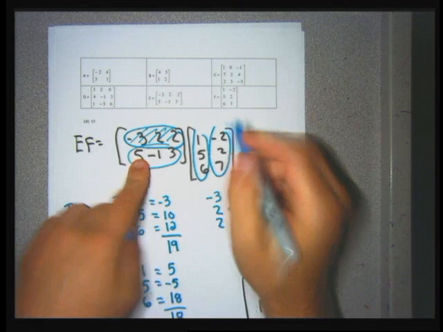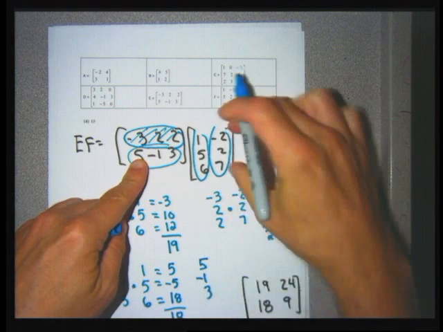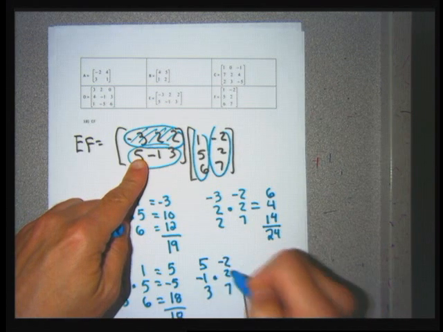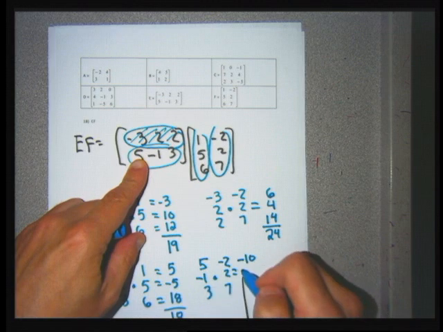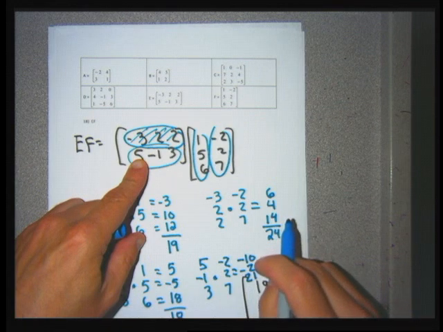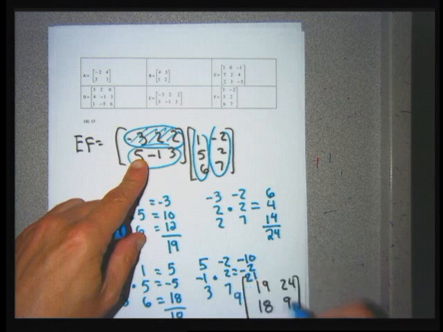Now I'm going to take this 5, negative 1, 3. Put it next to the negative 2, positive 2, 7. Multiply. 5 times negative 2 is negative 10. Negative 1 times 2 is negative 2. 3 times 7 is 21. Negative 10 and negative 2 is negative 12. Negative 12 plus 21 is 9, which is that.